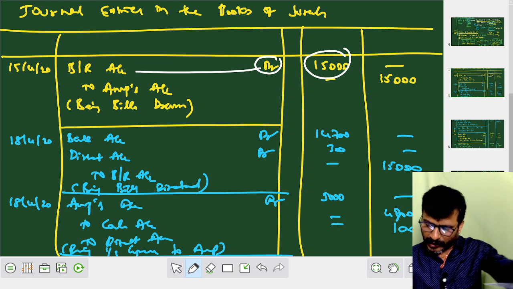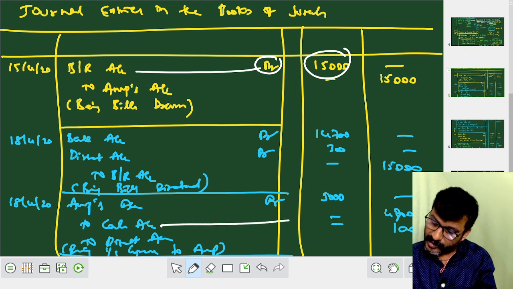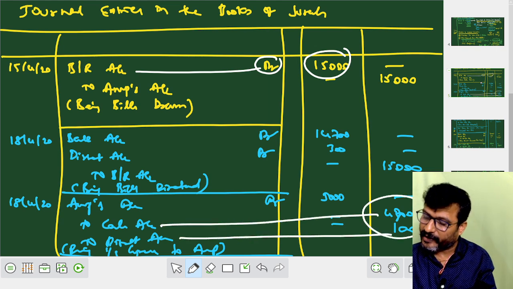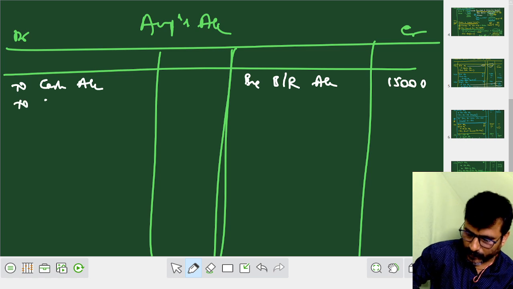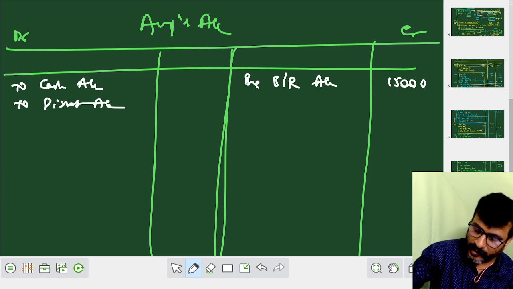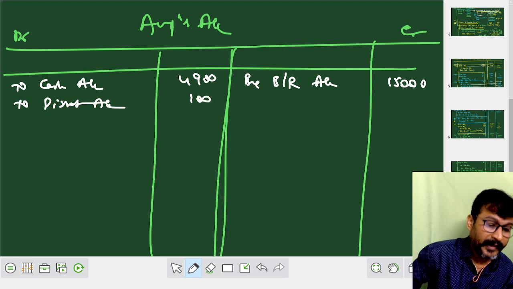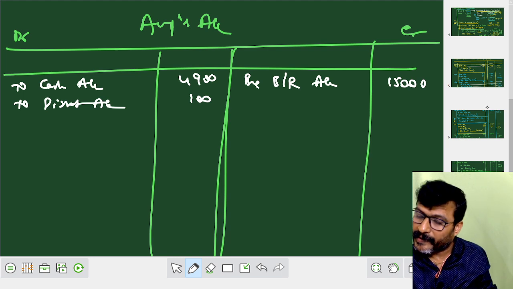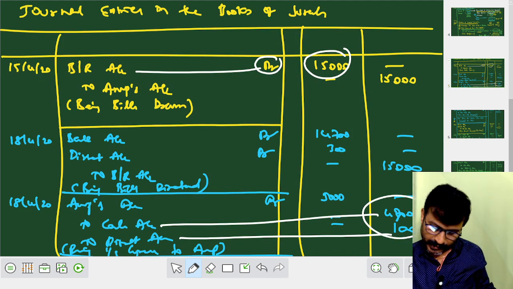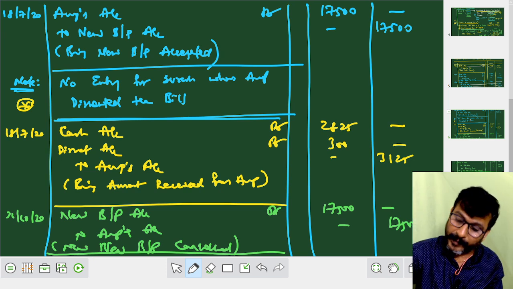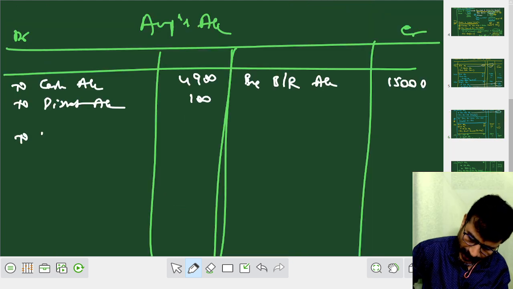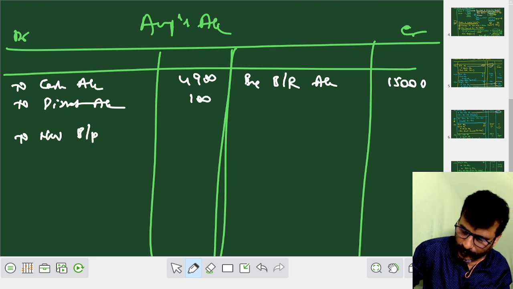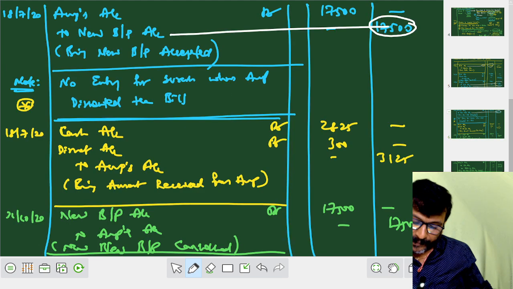Bank account debit, discount account debit to BR. There is no Anup. Anup's account debit to cash and discount. Cash is in the credit of journal. Discount is in the credit of journal. So it goes to the debit of ledger, to cash account, discount account, 4,900 and 100. Okay. बाद में देखिए ना क्या हुआ. This completes. Next one. Anup's account debit to new BP. New BP is in the credit of journal. So it comes to the debit side of ledger. Have a gap of one line and write new BP account as 17,500.